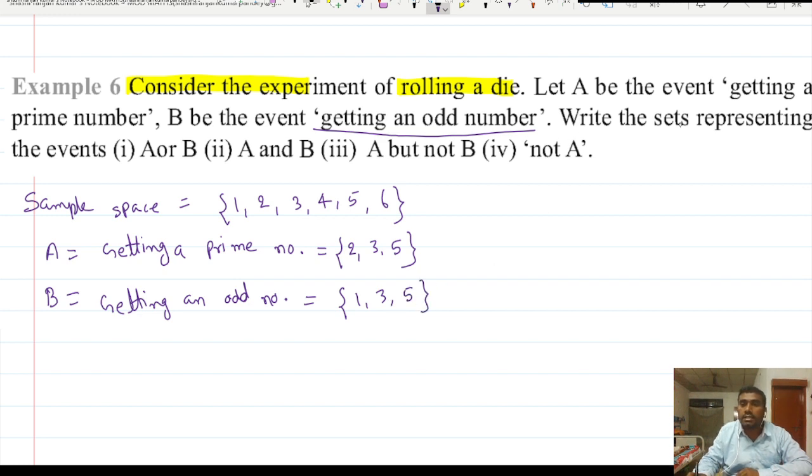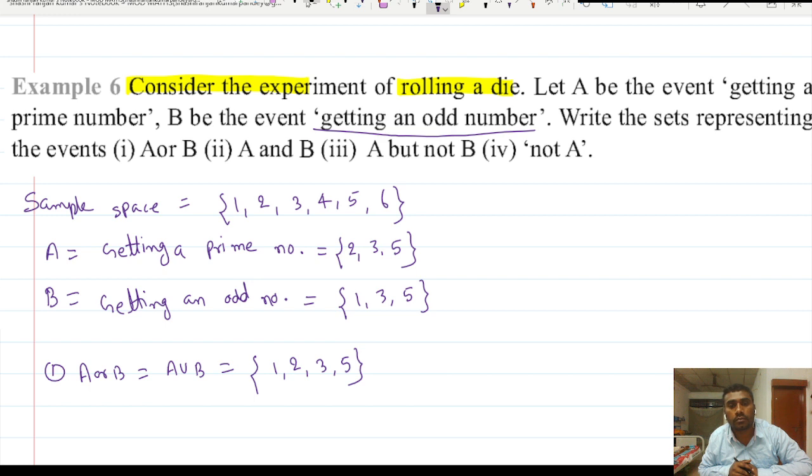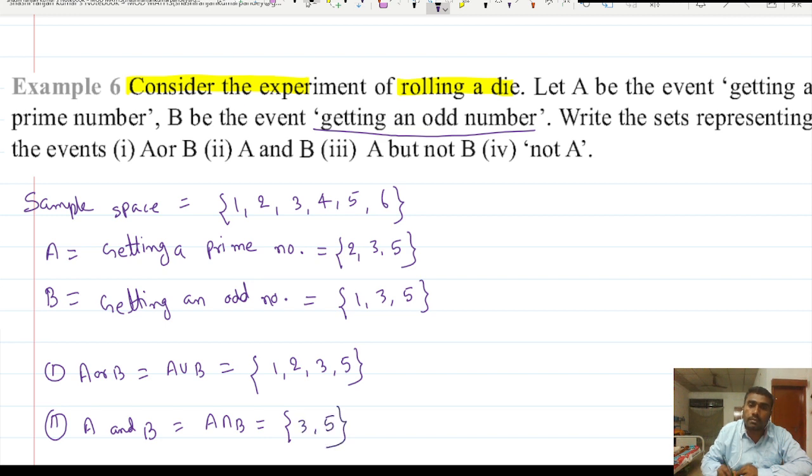Fine. Then write the set representation. First of all you have to write A or B. A or B can also be written as A union B. So simple, we take the union of the two sets, that is 1, 2, 3 and 5 is the answer here. Next, the second question: A and B. A and B means nothing but A intersection B, meaning we have to write the common points. So 3 and 5 are the common points here.